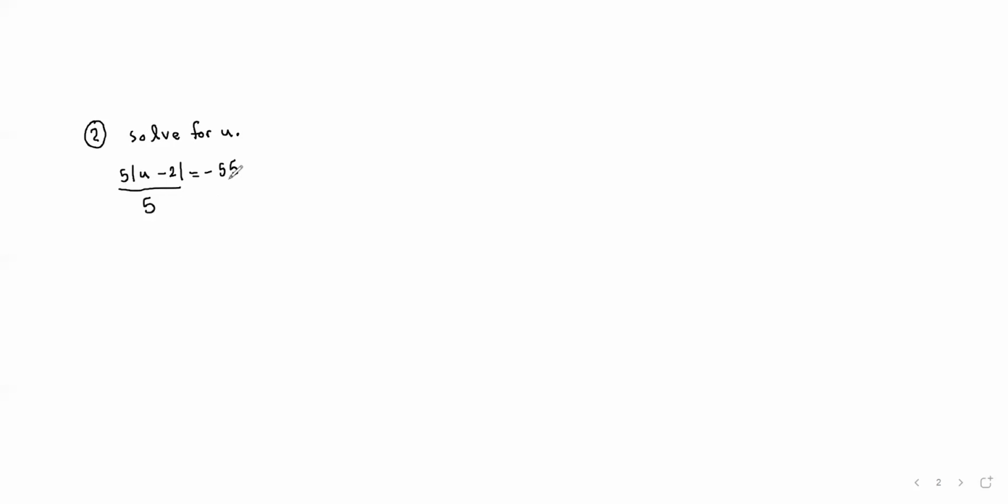So I'm going to divide the left by 5, and I'm going to divide the right by 5. Dividing the left by 5, we have a 5 in the numerator and denominator, so we can cancel these out. They cancel to 1. So on the left, we have the absolute value of u minus 2. And on the right, we have minus 55 divided by 5. That's equal to a negative 11.